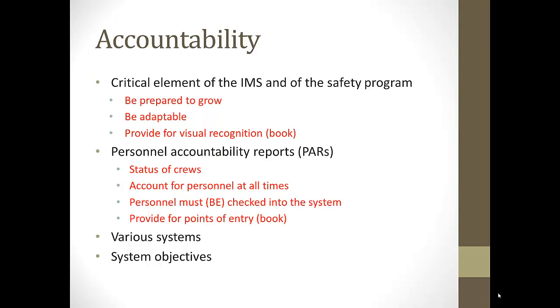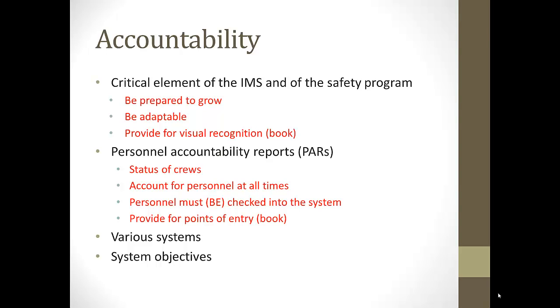But I have to know that they're in the structure or they're in the incident, and I have to be able to keep track of them. Ideally, we provide for points of entry. Now, this isn't always easy to do, and sometimes we can't do it, but you need to know who's working.